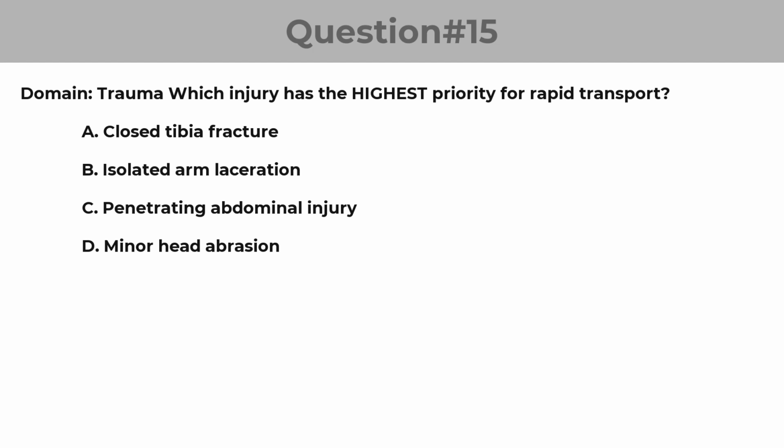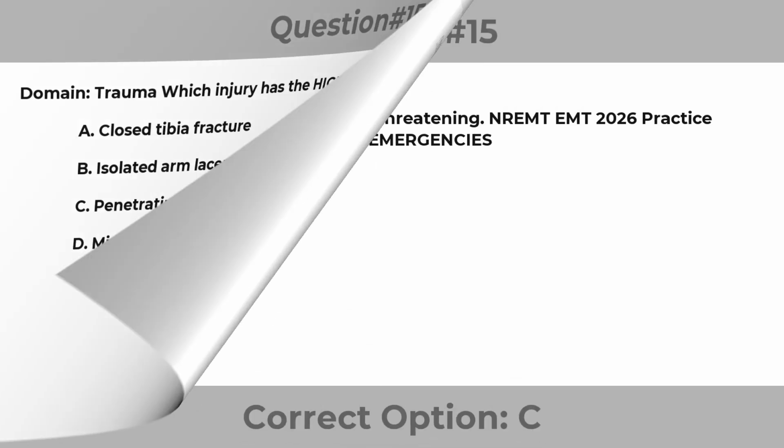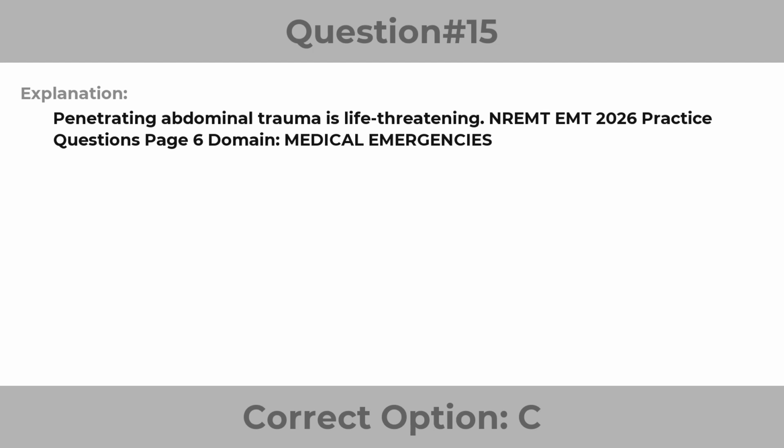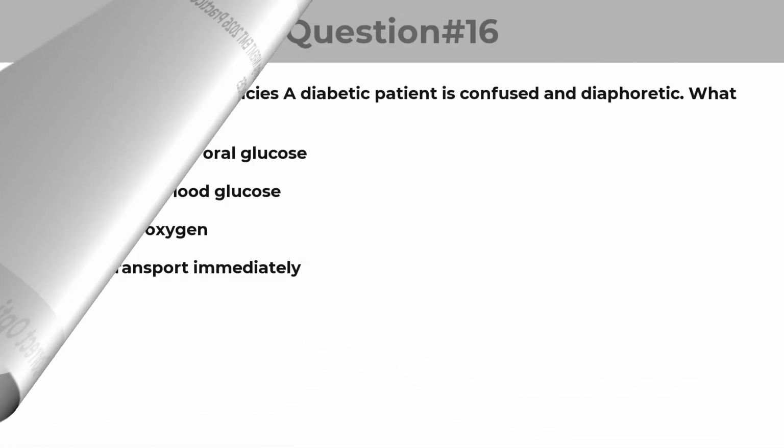Question 15. Domain, trauma. Which injury has the highest priority for rapid transport? A. Closed tibia fracture. B. Isolated arm laceration. C. Penetrating abdominal injury. D. Minor head abrasion. Correct answer, C. Explanation: penetrating abdominal trauma is life-threatening.